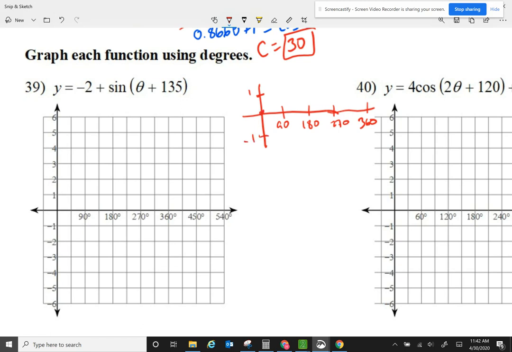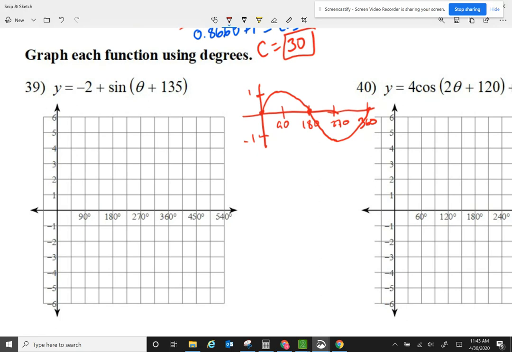It starts at 0. At 90, it reaches 1. At 180, it reaches 0 again. At 270, it reaches -1. And at 360, it goes to 0 again. And then it repeats. Right? It looks like a wave. It keeps on going on and on. That's how sine looks like.